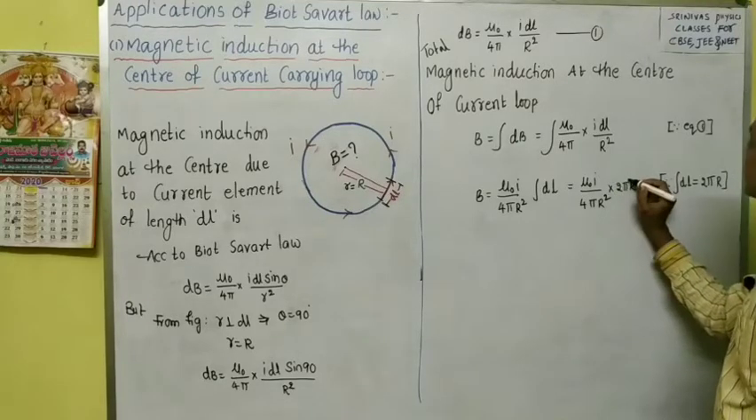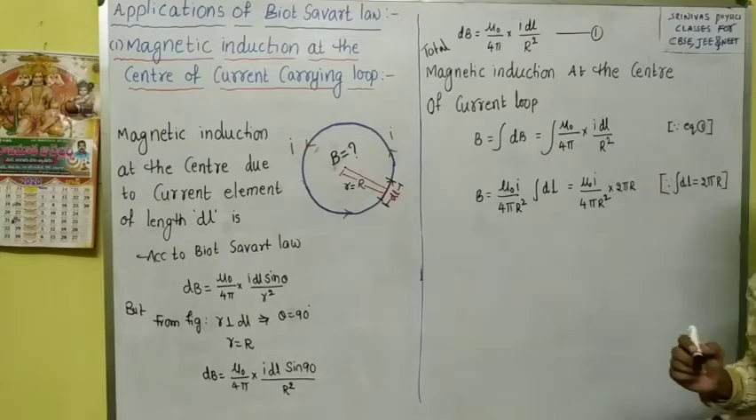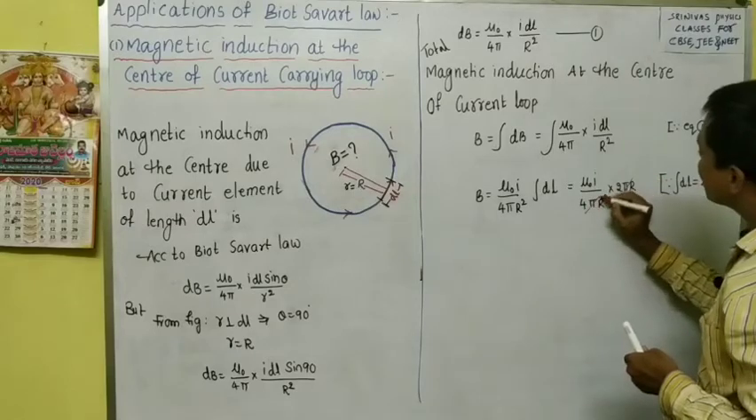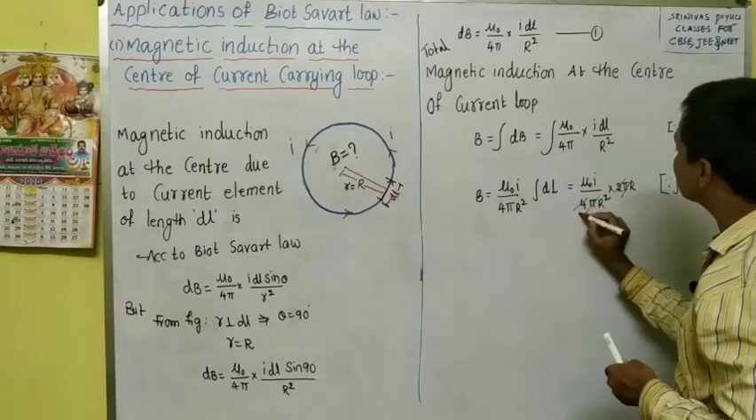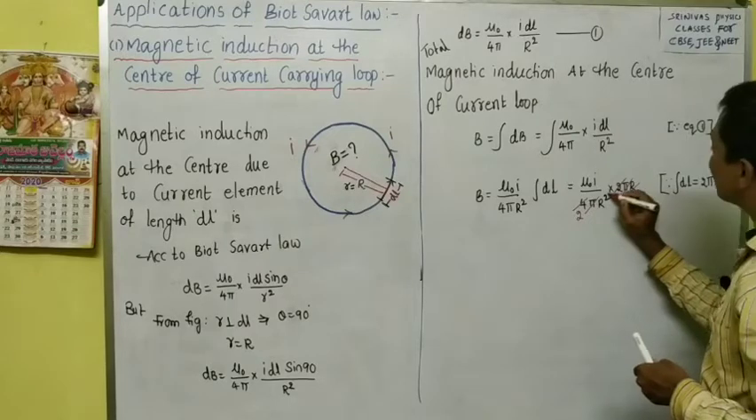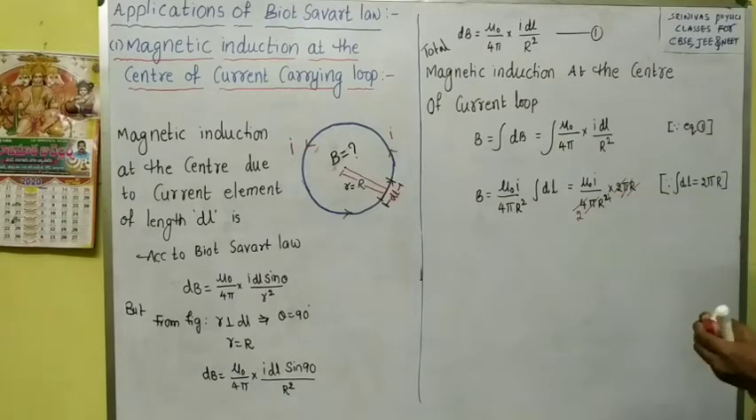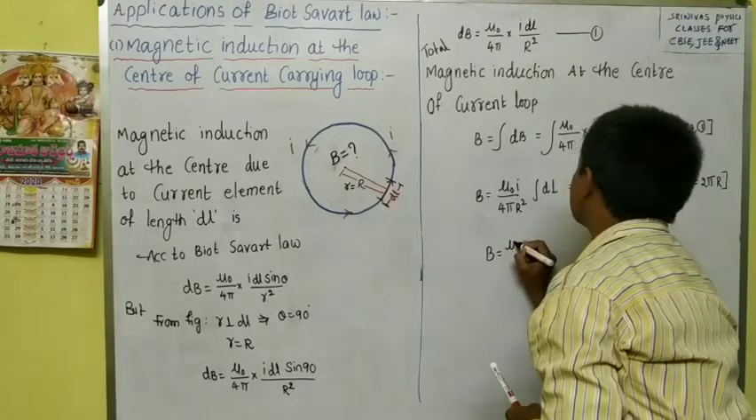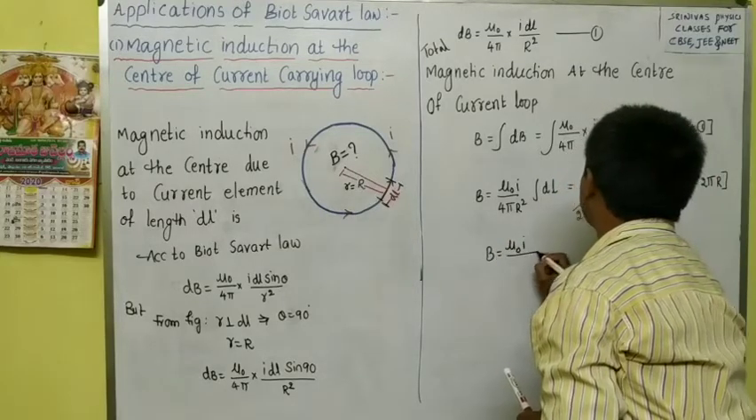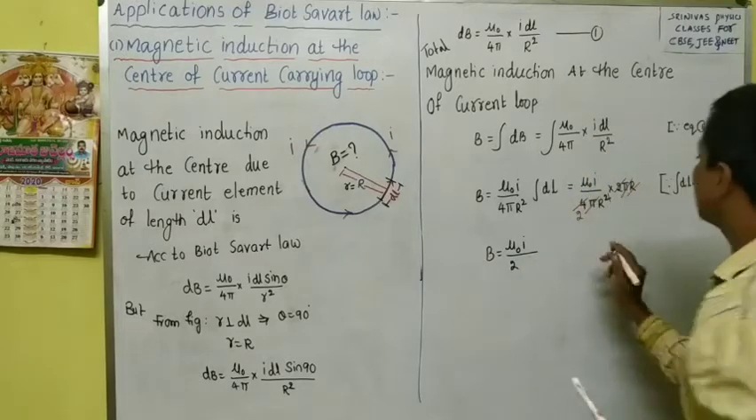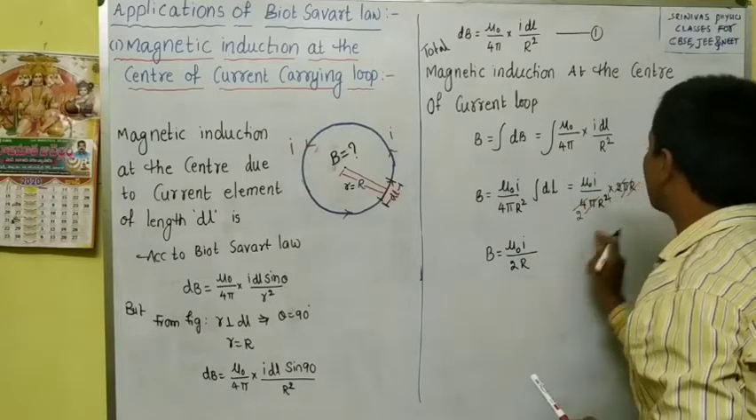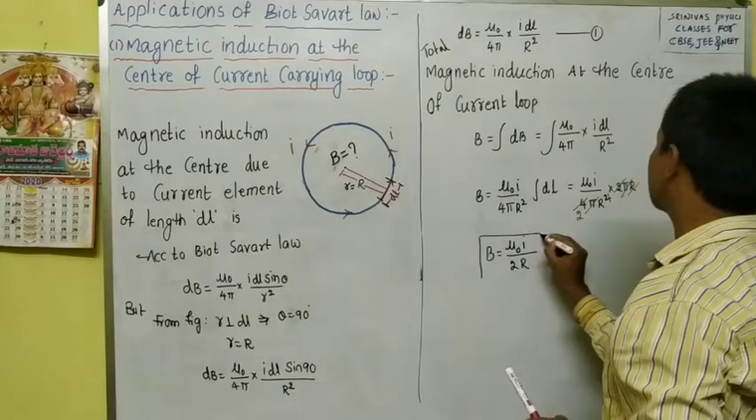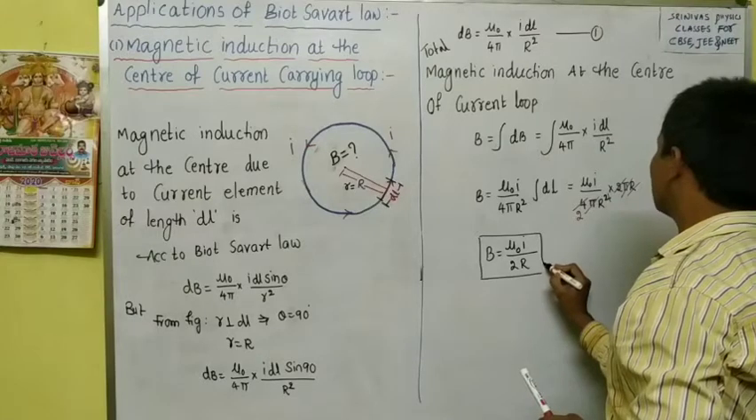Now some things will cancel here, right? What will cancel? Pi will cancel, and 2 and 2 will cancel, and one R and the square will cancel. What is remaining here? The formula for the magnetic induction at the center we will get as mu naught I by 2R. One R remains and 2 remains. This is the formula for the magnetic induction at the center of the current loop.